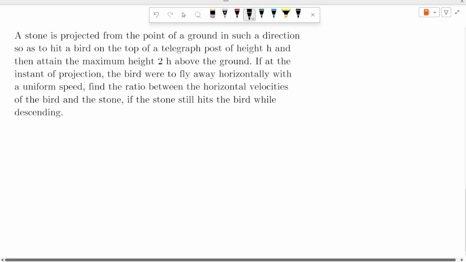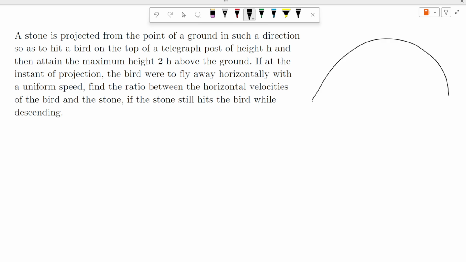Now the final question that we are going to deal with is: a stone is projected from a point on the ground in such a direction as to hit a bird on top of a telegraph post of height h, then attain maximum. Okay, so it looks something like this. This is h and this is 2h, let's say.